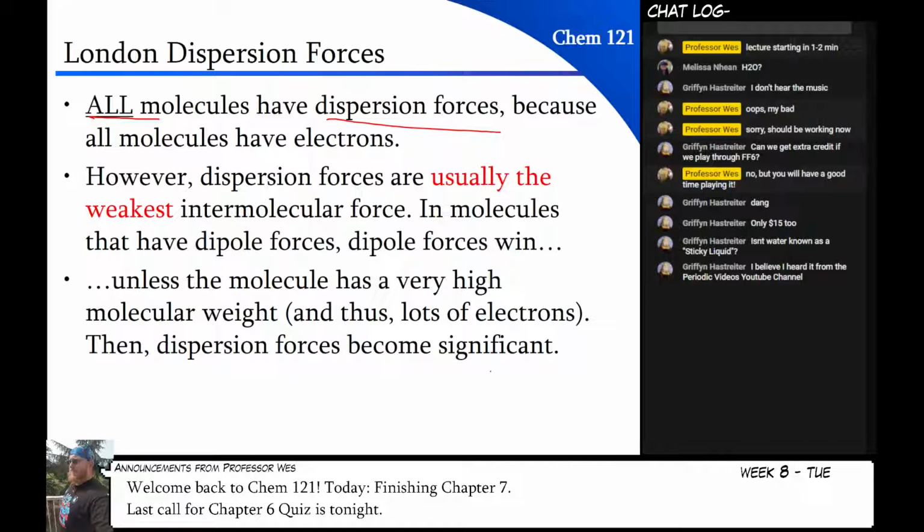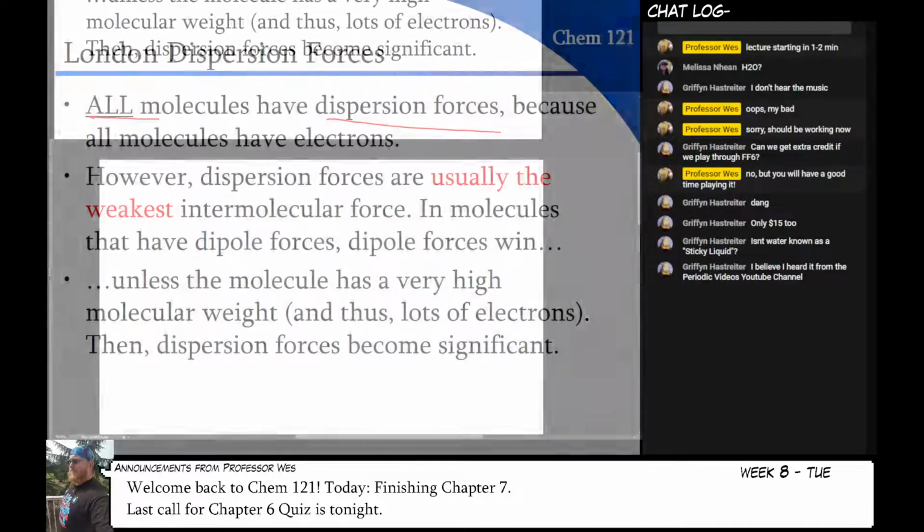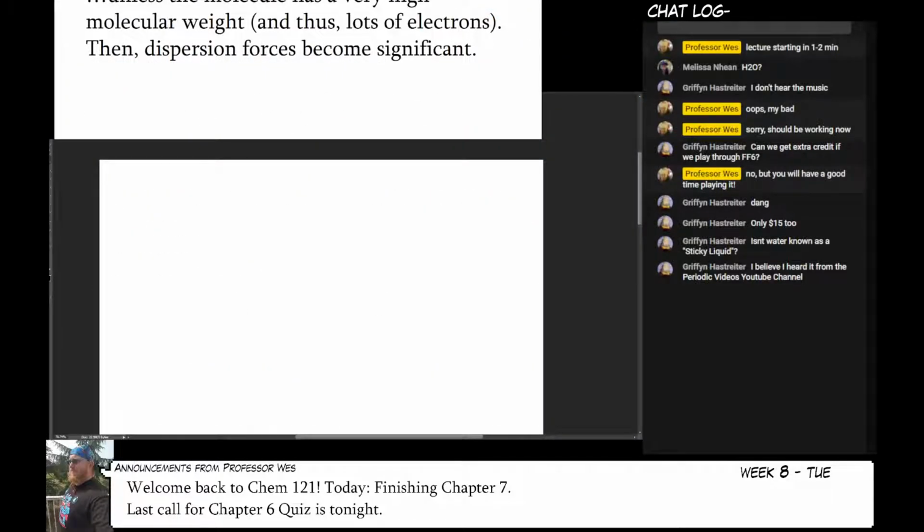So with all of this in mind, we're going to make one last little chart that's going to be helpful for us. All right, and here's what that chart's going to be. So on the y-axis, we're going to put strength.